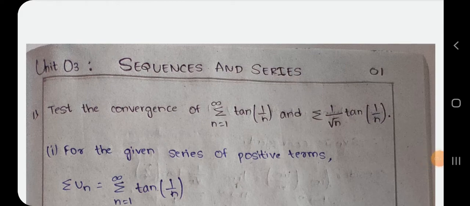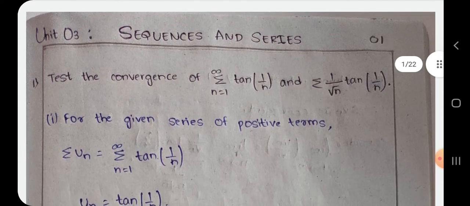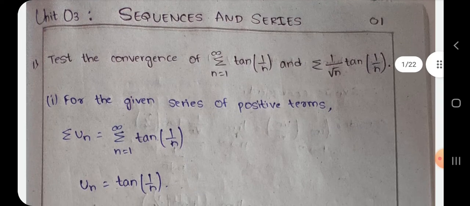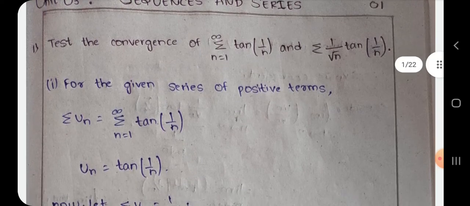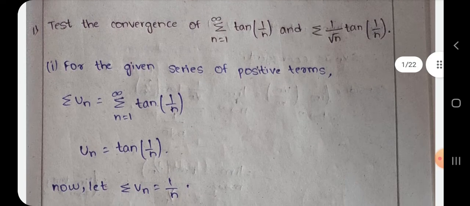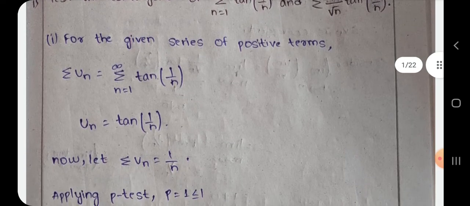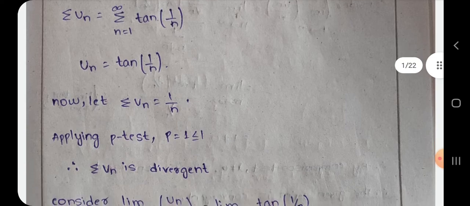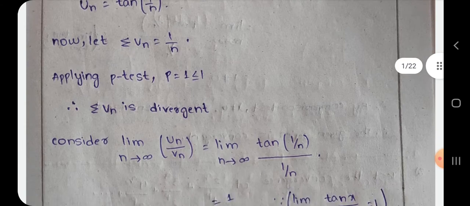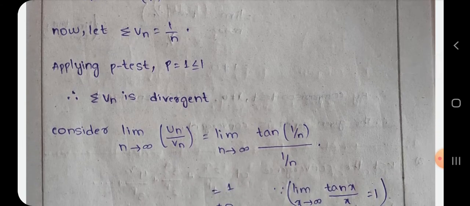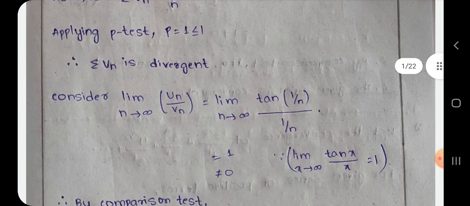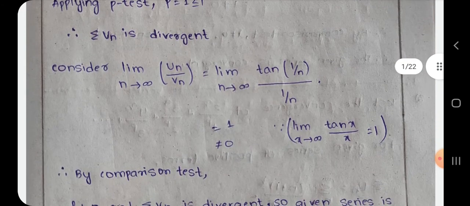Now let us focus on the key or solutions of unit number 3, sequence and series. I am giving you the first problem, and it consists of 2 bits. So tan of 1 by n, in order to verify the convergence, you take the general term. Even though vn is not given, you take it as 1 by n, and on applying the p test, p is equal to 1, which is less than or equal to 1, so it is divergent. So you apply the limit of un by vn and apply the comparison test.